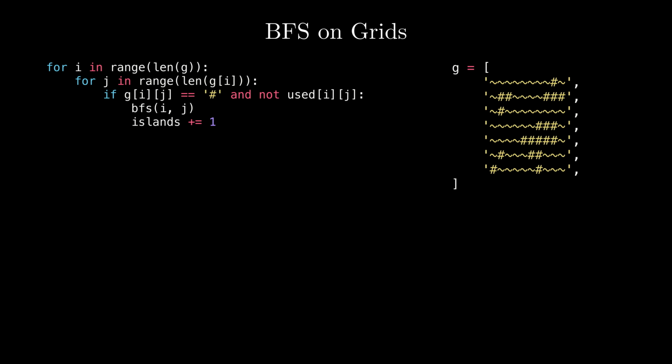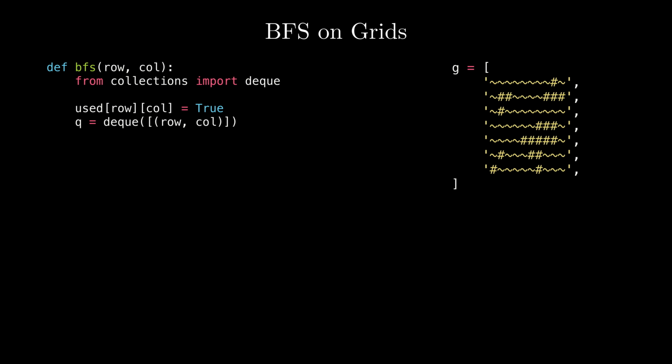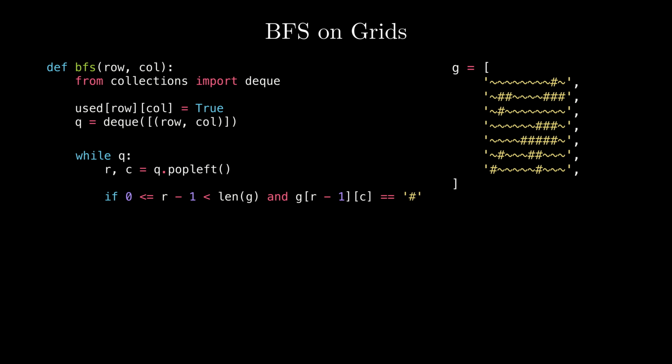When implementing the BFS function, we will operate on the grid directly. So having the starting coordinates row and column, we will mark those coordinates as used and initialize the queue with the starting coordinates. As long as the queue is not empty, we will take the frontmost coordinate and try to move in the 4 neighbor directions. To move up, we will check if r-1 is within the bounds of the grid, as well as if it's a land and it's not used before.